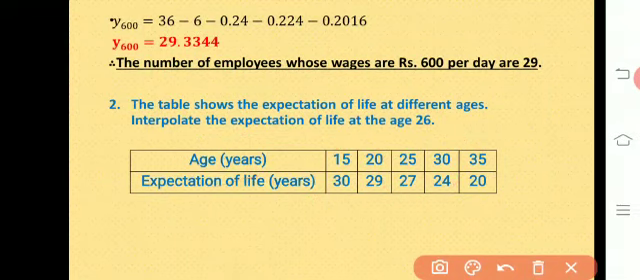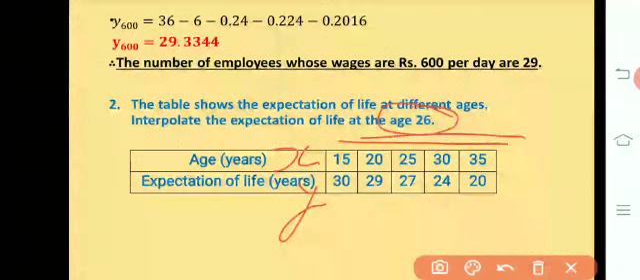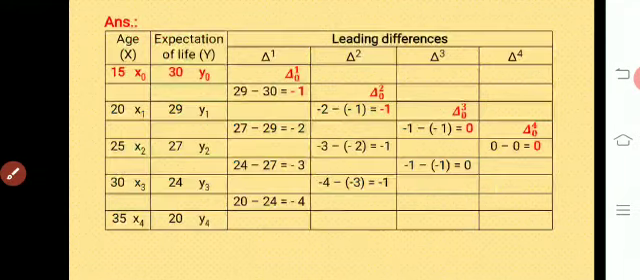You can observe here, all this is nothing but x, and this is y. So all x values are given. In that situation we have to use Newton's method. We need to find the value of y for x equal to 26, and x equal to 26 is in between 25 and 30. If this is the situation, then we have to use Newton's advancing difference method. Now let's see the solution.